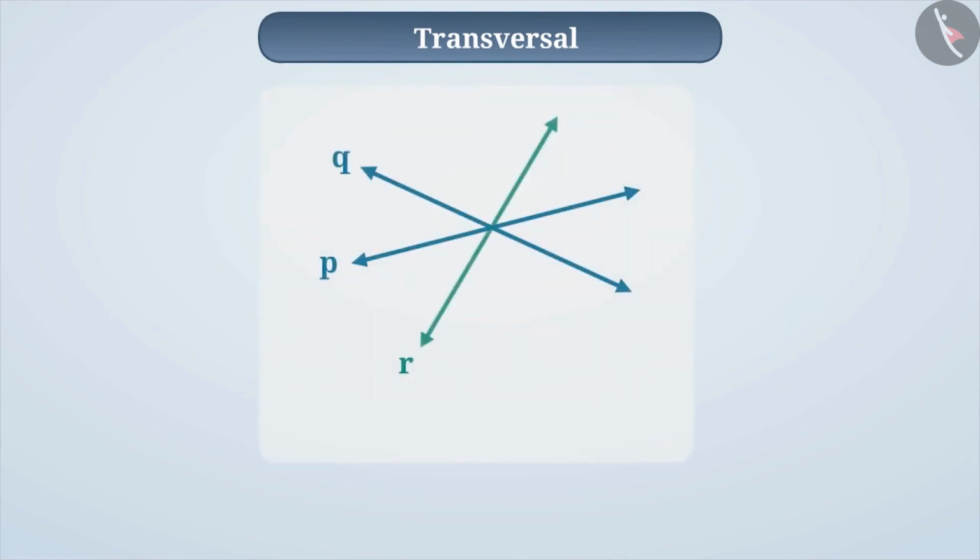Now let us discuss this figure. Is the line R a transversal of line P and line Q? Think for a while. Absolutely correct. Here we can see that the line R is intersecting line P and line Q, but it is intersecting both the lines at only one point and not at different points. In such cases, we don't say that the line R is the transversal of line P and line Q.